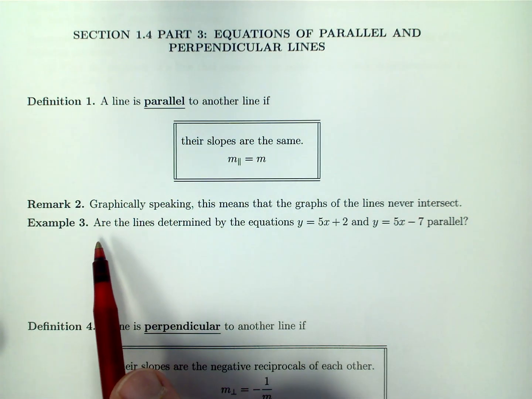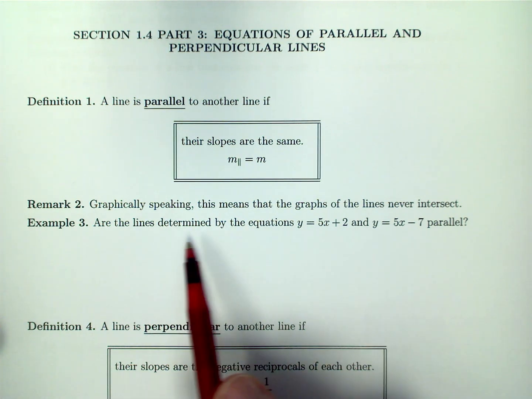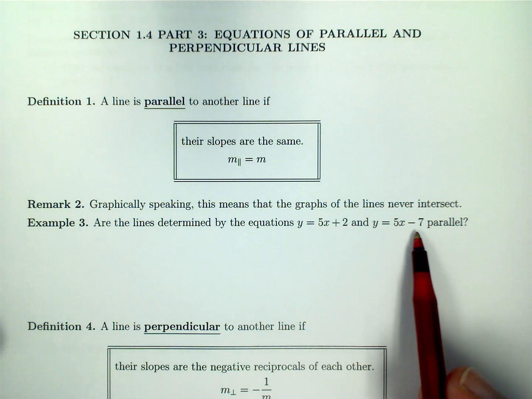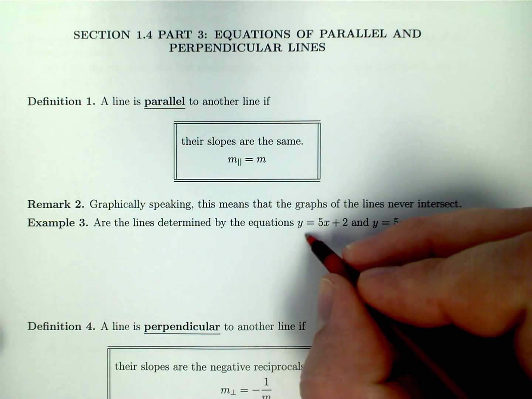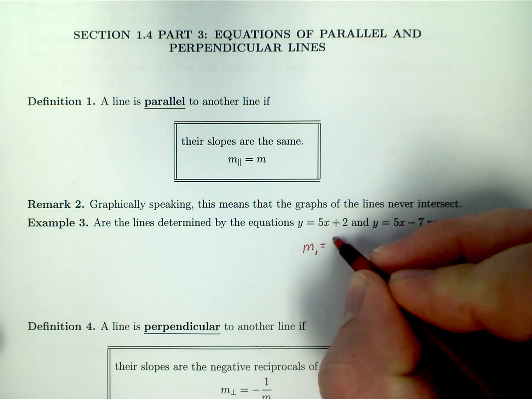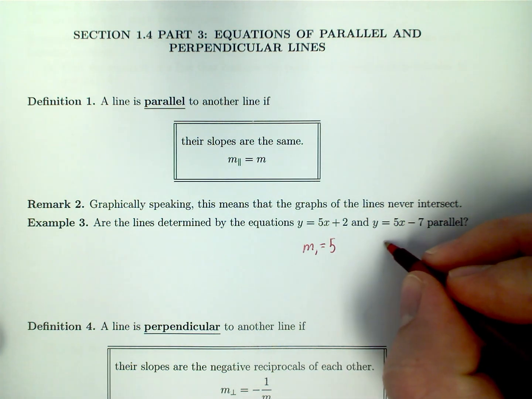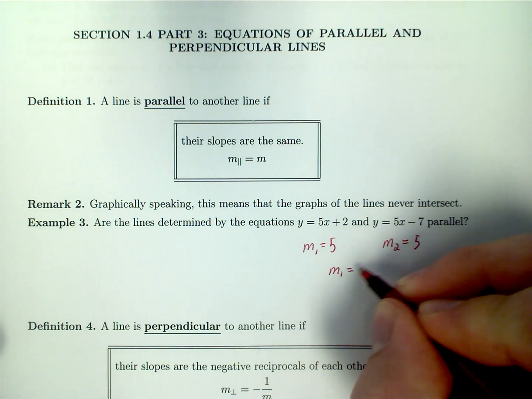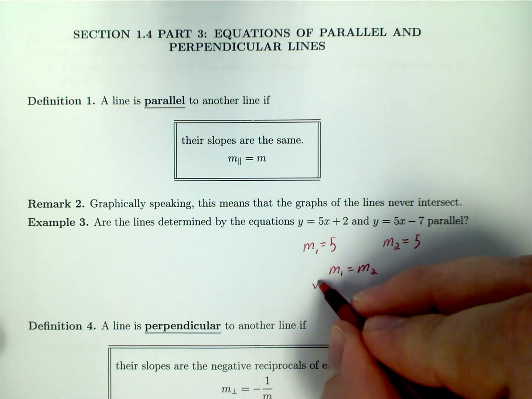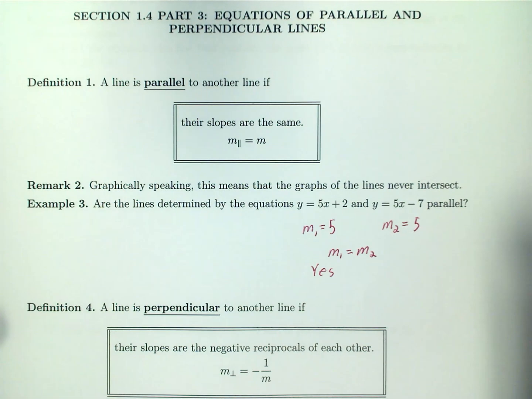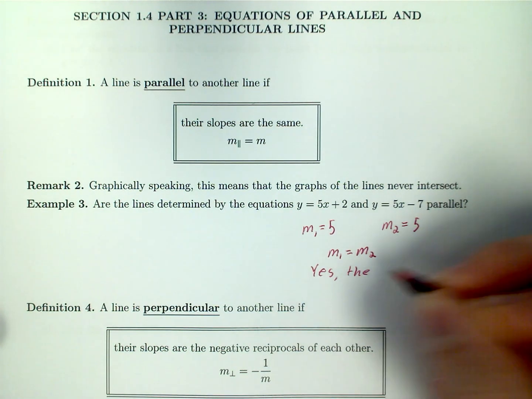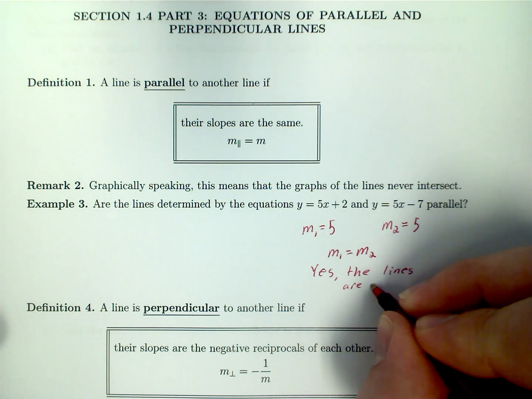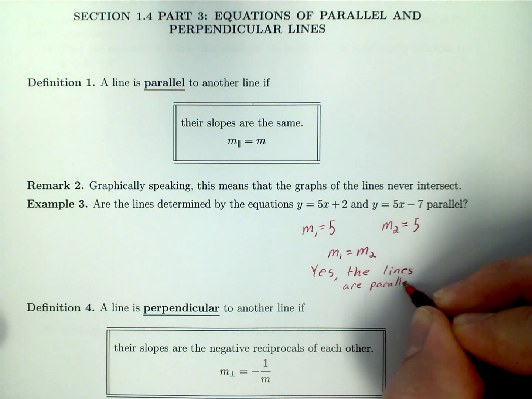In this example, let's say we have these two equations, y equals 5x plus 2 and y equals 5x minus 7. Are they parallel? Well, yes. The slope of the first one is 5, and the slope of the second one is also 5. Since the two slopes are equal, yes, the graphs of the lines are parallel to each other.